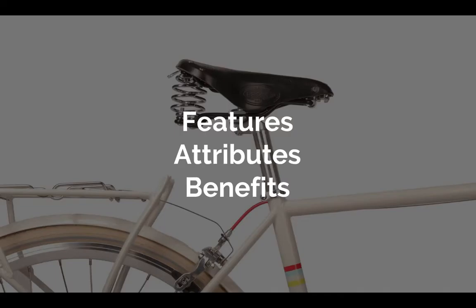Another example of this is a bicycle seat. This guy created this great new bicycle seat that has a spring in it and makes for a more cushiony ride. Well, the spring in it's the feature. The attribute makes for a more cushiony ride. But what's the benefit? Your rear doesn't hurt after bicycling for 2 hours. And that's what people really care about.